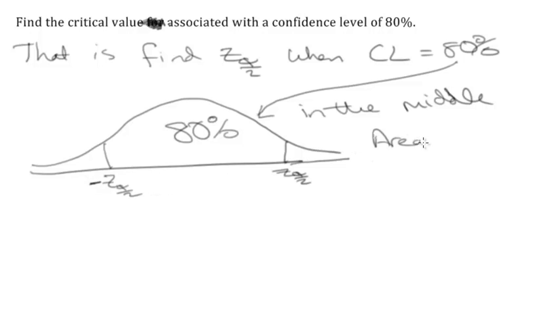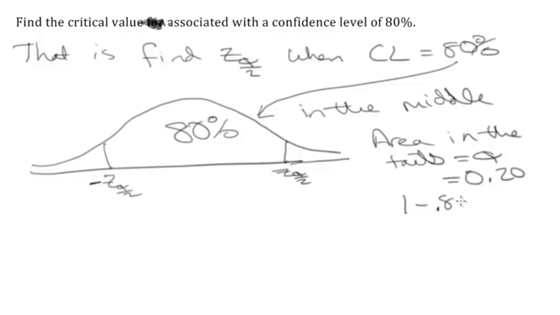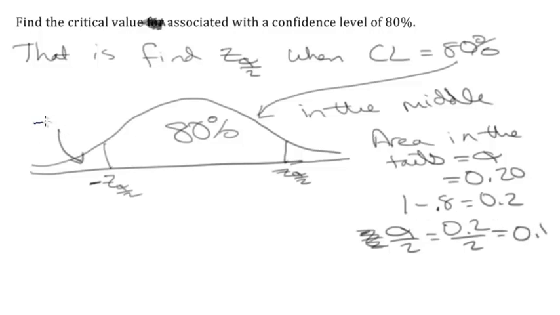Area in the tails, also known as the significance level, is 0.20. It's 1 minus 0.8, because overall, this entire picture adds up to 1. And so half of our significance level is going to be that 0.2 divided by 2, which is going to be 0.1. So that's the area here in this tail.